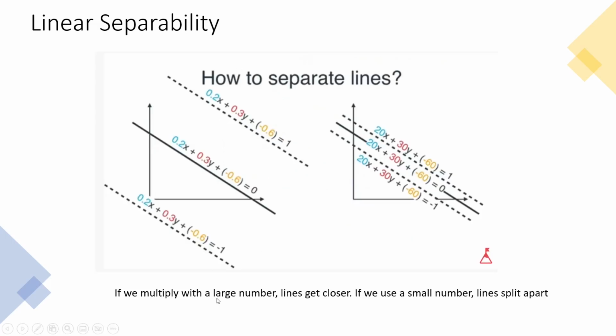And if you multiply with a large number, the lines get closer. Okay, as you see in this example, if you multiply the equation with 10, for example, the lines get closer. And if you use a small number, the lines split apart. So if you want to expand these gutters, for example, let's say this is the median line and these are the gutters. If you multiply with a small number, then the gutter expands. And if we multiply with a large number, the gutters shrink.